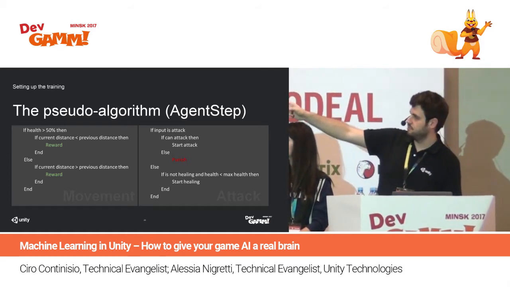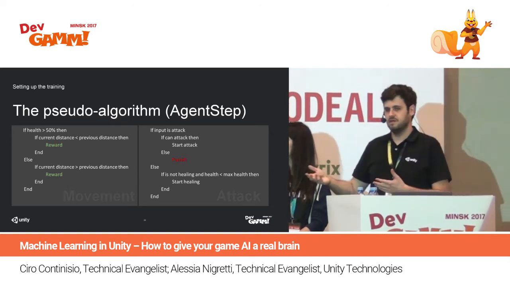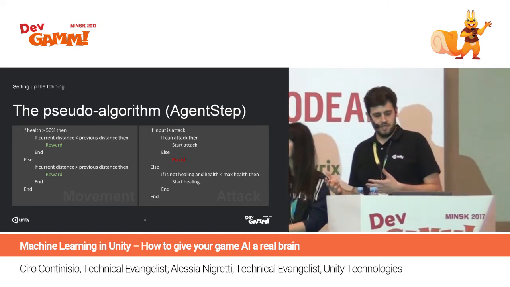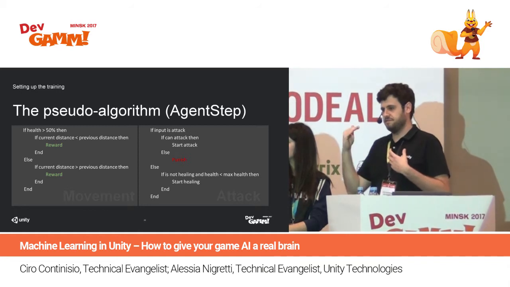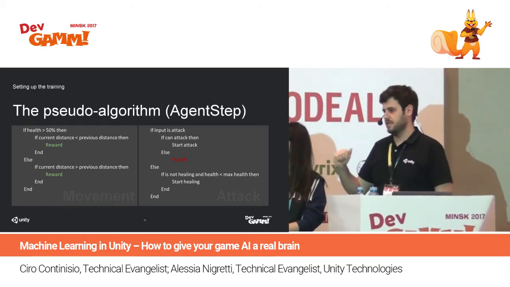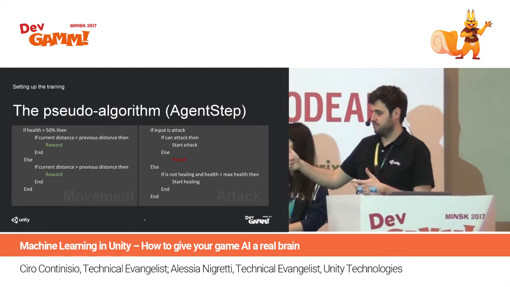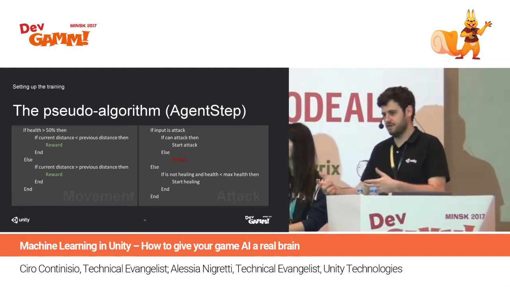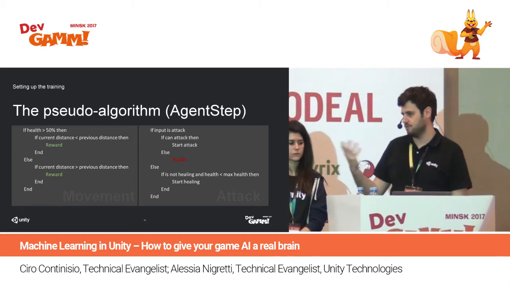So as you can see in the movement, we basically gave the base routine of if you're healthy, if your health is above 50% and you're moving closer, good, reward. If you're not healthy and you're moving away, good. So we influence the agents to start doing that autonomously.